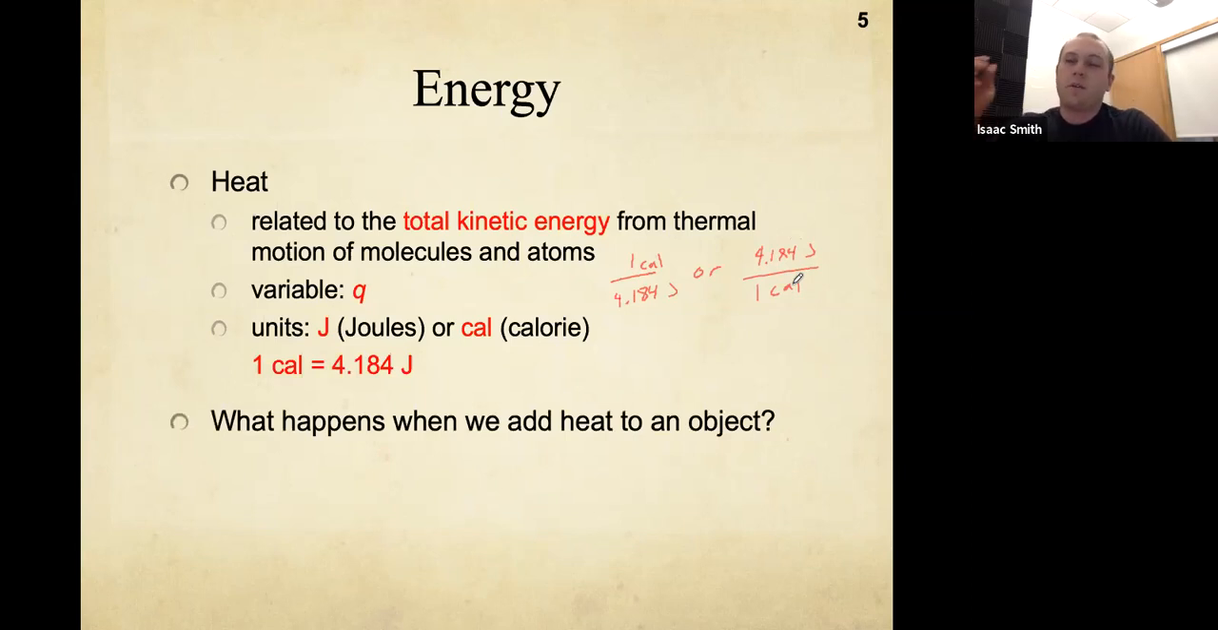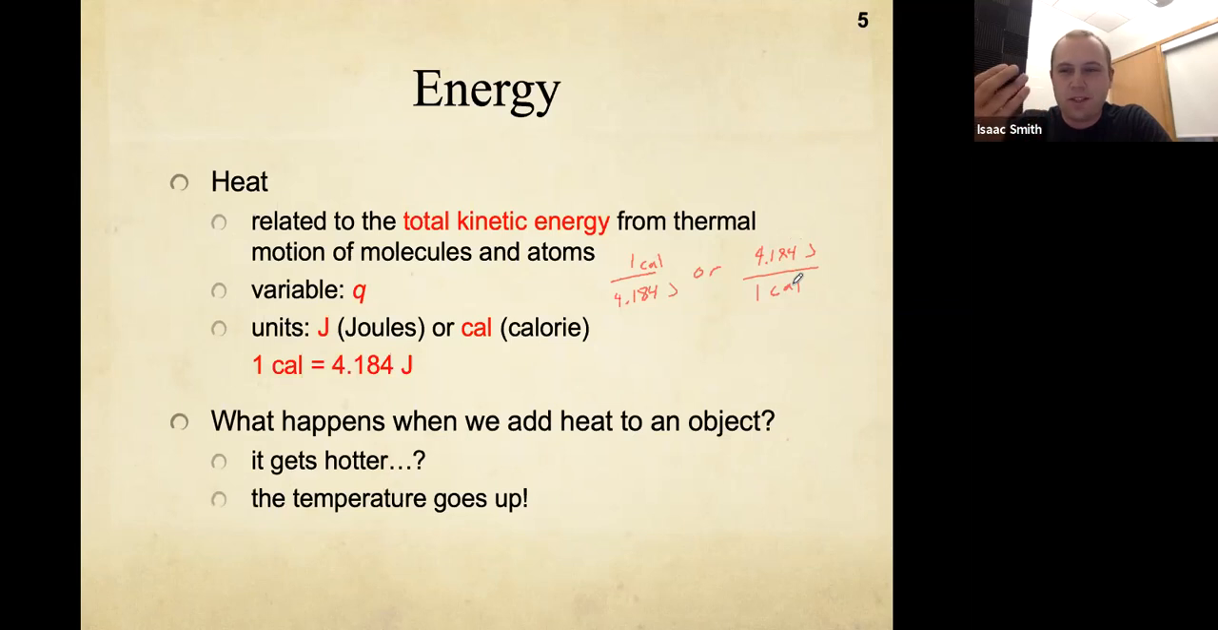All right. So, like we talked about, when you add heat to an object, what's happening, right? We say it gets hotter. What does that really mean? That just means that the molecules and atoms are moving faster. And so when you touch it, that feeling of them moving faster is the feeling of heat, right? And the temperature goes up. Temperature is a measure of how fast molecules and atoms are moving, right? It's a measure of the kinetic energy that's involved.